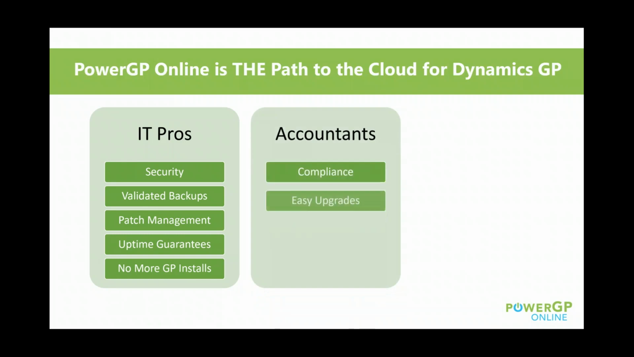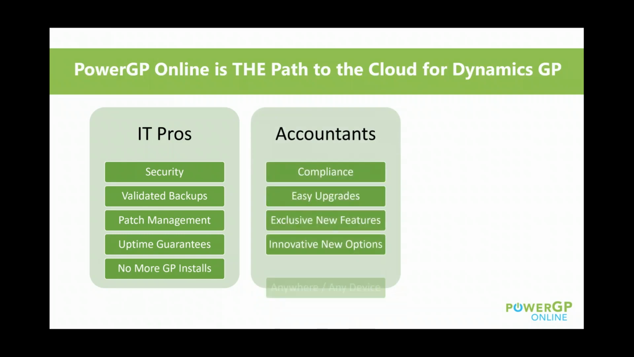Accountants: why is this the path? One, it's compliance. We are SOX compliant. We make upgrades easy, so you don't have to make a big budget ask on a regular basis to get upgrades, or have a big argument with the IT team about upgrading and having to mess with that pesky GP system, because we handle it for you. We have added new features and new innovative options for you to run, and you get to work from anywhere you want. It truly is virtually anywhere, and it's usually pretty easy for an accountant.